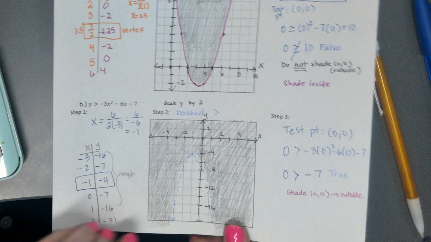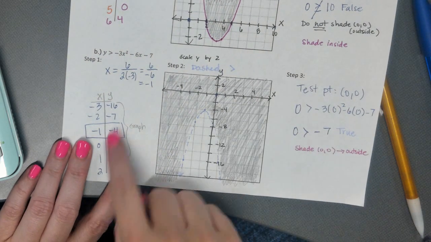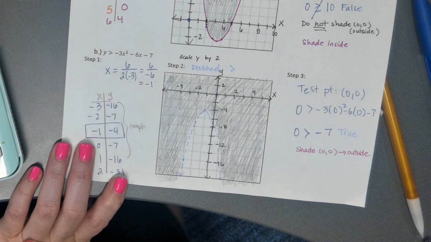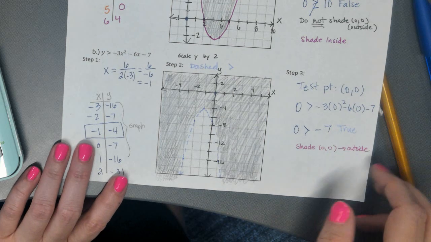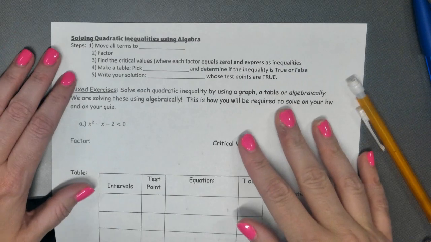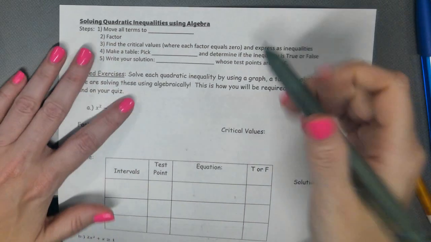Okay? Okay, so one way to solve these is by graphing. So all the shaded regions are possible solutions. But you can also solve these using algebra. It's just based on intervals. So we're also going to learn that way to solve using algebra.